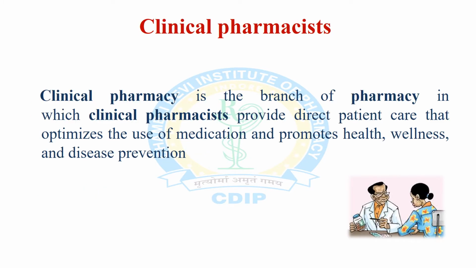Now, what is a clinical pharmacist? They participate in direct patient care in hospitals and other healthcare facilities. Clinical pharmacists care for patients in all healthcare settings, but the clinical pharmacy movement initially began inside hospitals and clinics. They often work in collaboration with physicians, nurse practitioners, and other healthcare professionals. Clinical pharmacy is a branch of pharmacy in which clinical pharmacists provide direct patient care that optimizes the use of medication and promotes health, wellness, and disease prevention.